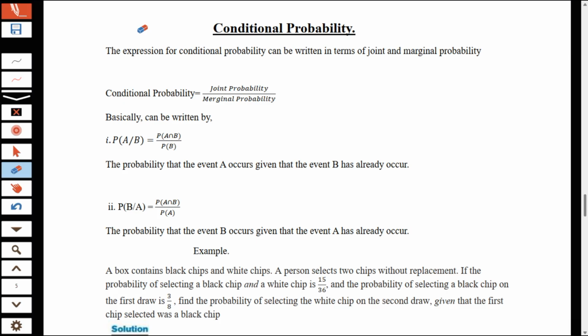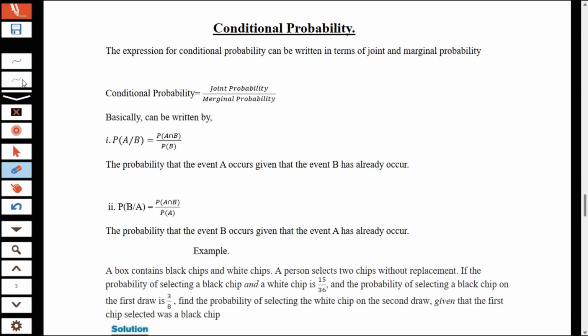And what we will be discussing today is conditional probability. Conditional probability is a very good probability theorem that we usually use in our daily living. Conditional probability is usually an expression in the form of a joint and marginal probability. Basically, conditional probability is equal to joint probability divided by marginal probability.